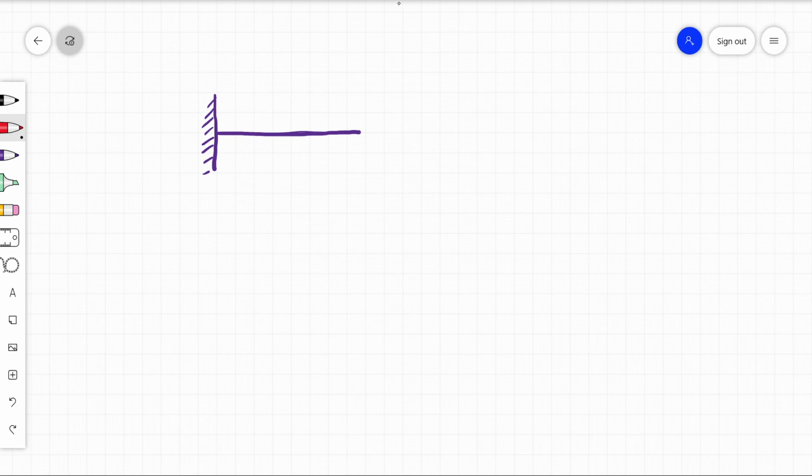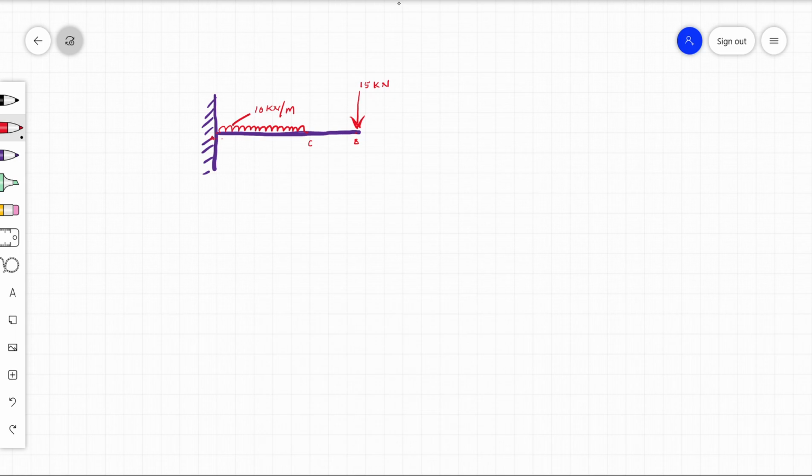There is one point load at the end of the fixed beam, and let me call this point A, point B, and there is one more point, point C. There is a UDL, a uniformly distributed load, over here, and the magnitude of the UDL is 10 kilonewton per meter, and the magnitude of this concentrated load is 15 kilonewton.